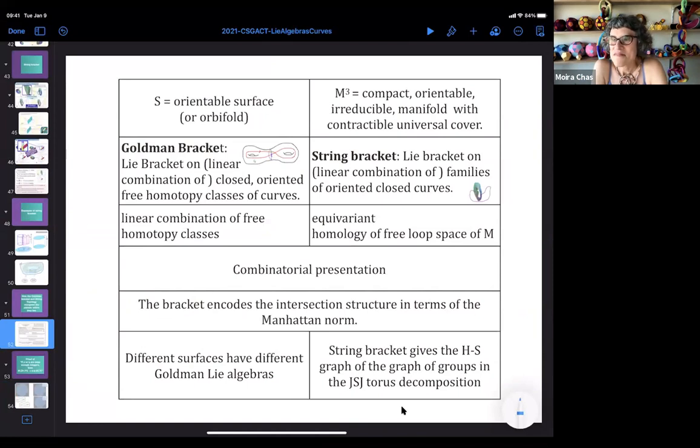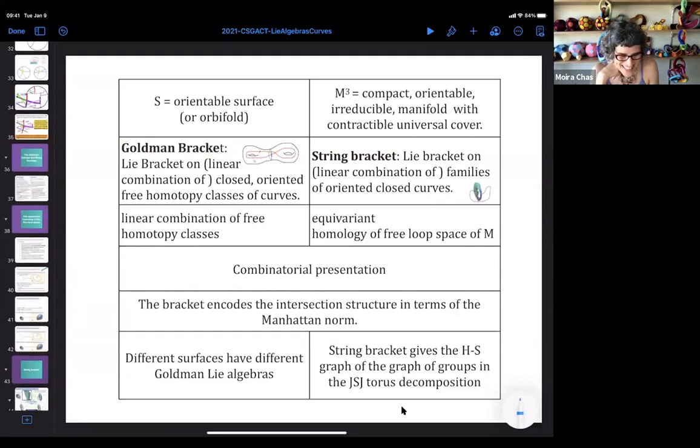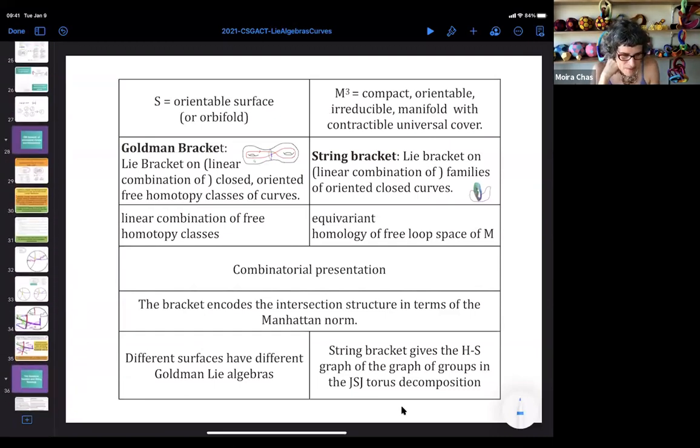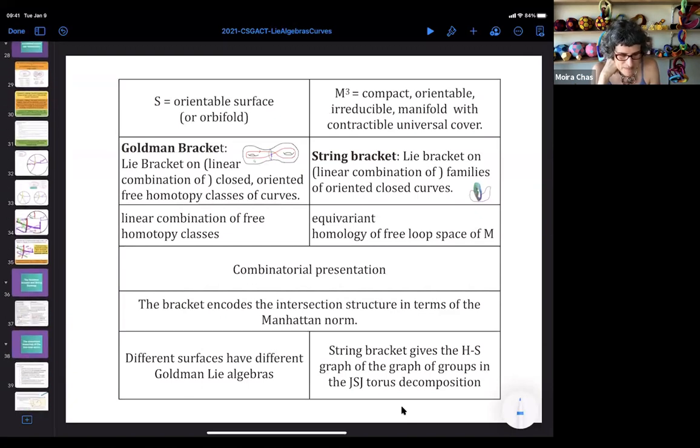So has anybody thought about what happens when you lift these Goldman brackets to covers? Yes. What happens? Well, this is one part that I skipped.